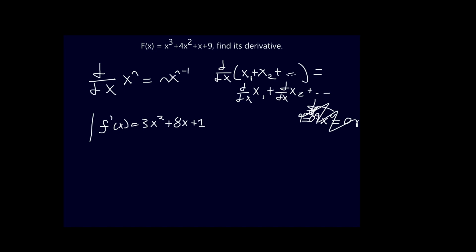So this is our final equation. It is f prime of x equals 3x squared plus 8x plus 1. And that's it.